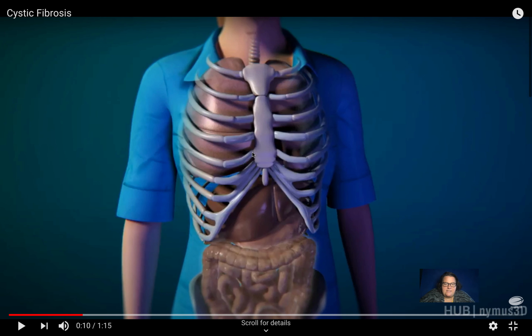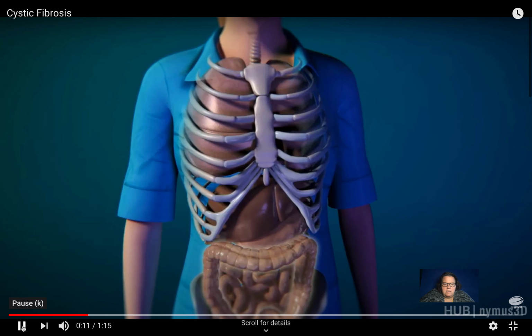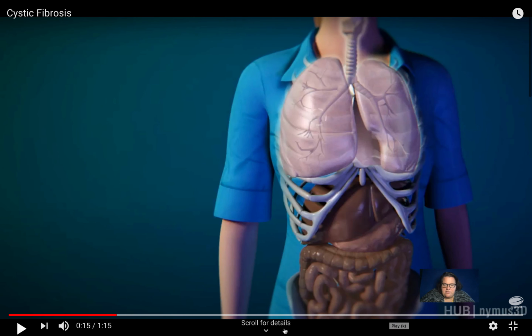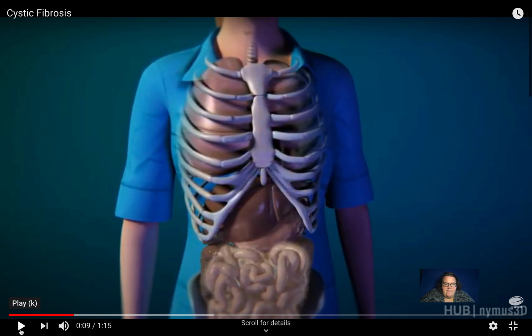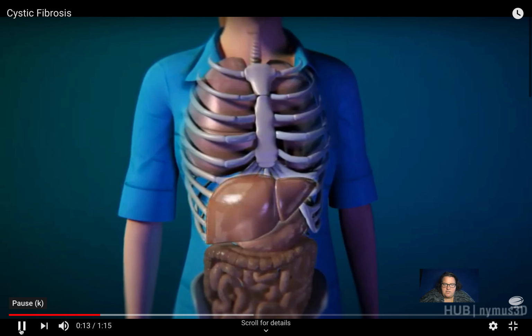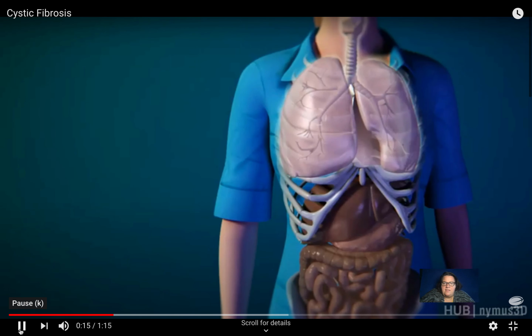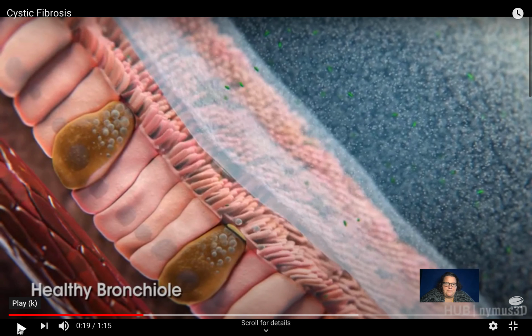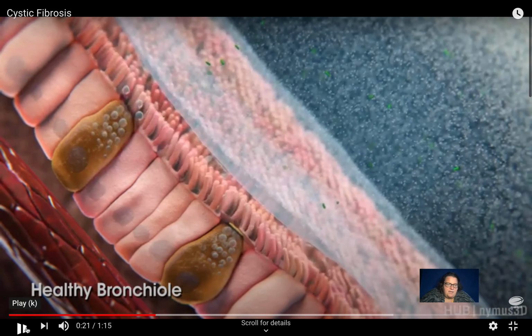They're highlighting the systems that are affected. It's going to be a lot of the body systems, but mostly the lungs. Pancreas. This is actually a good review for us right now. So it's highlighting the systems that are affected: the large intestine, the pancreas, the liver, and the lungs. And they're going to show us a cutaway of the lungs. And so this is what we're seeing here.